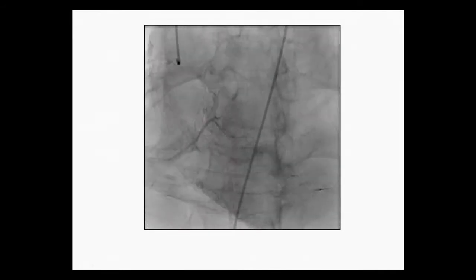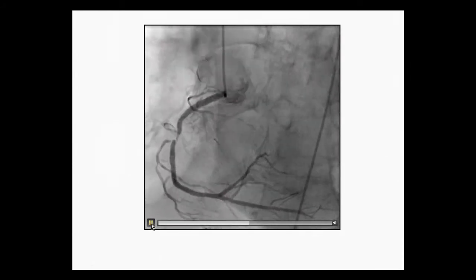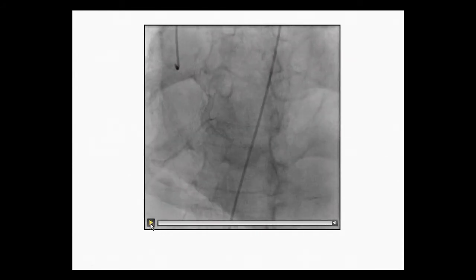Yeah, and I wonder if this is supplying the apex. It looks kind of cut off, unstable. Yeah, it does. It has that Ambrose type lesion looking thing.